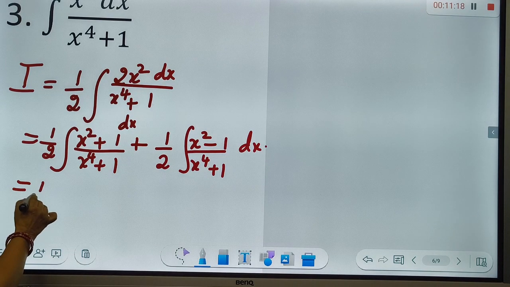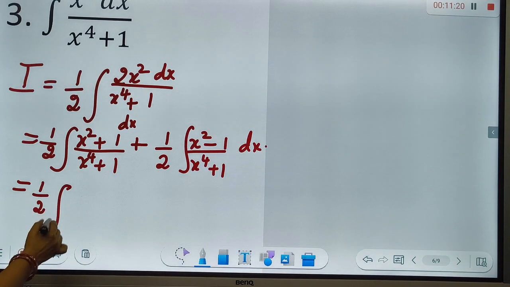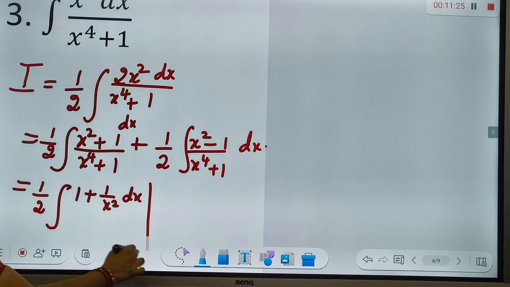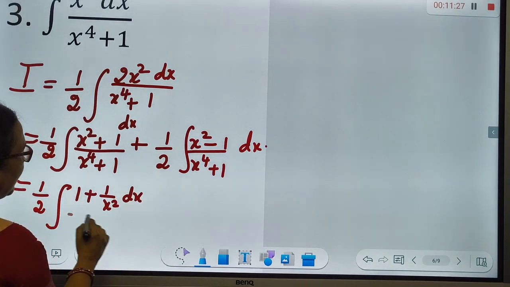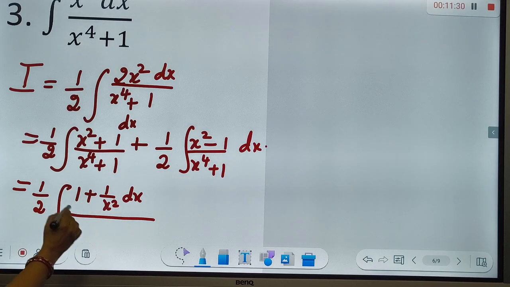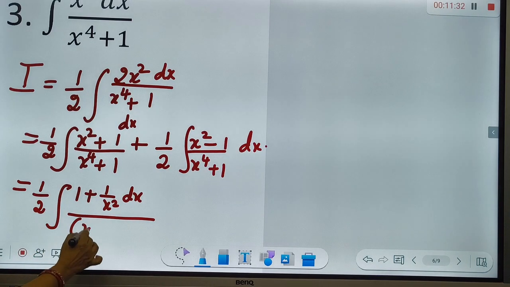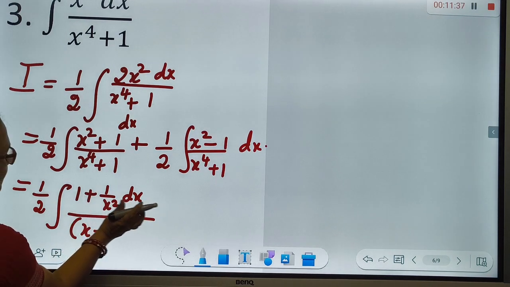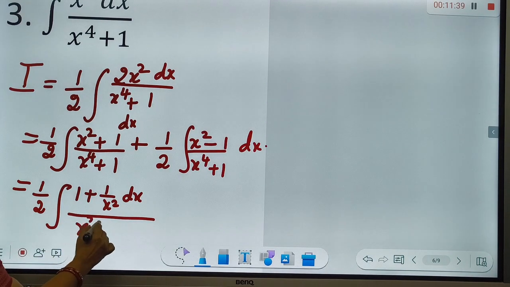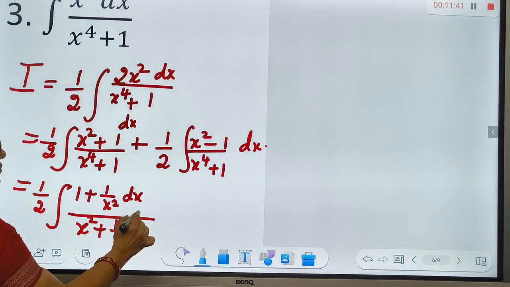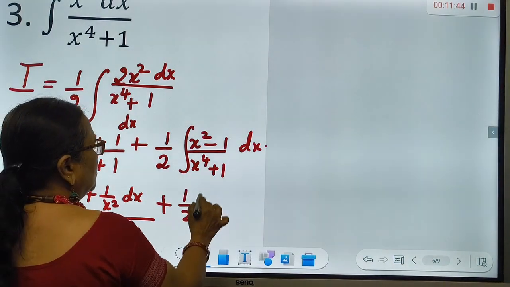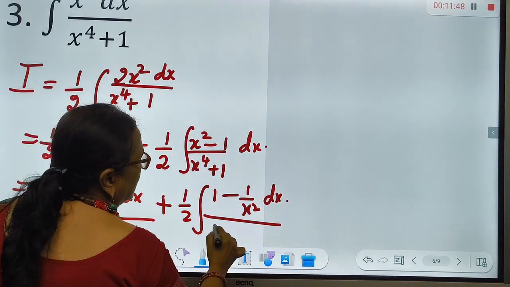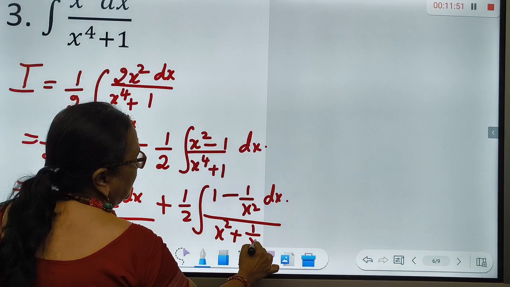Now this can be further written as half into 1 plus 1 by x square dividing by x square. Then how should I write the denominator? The derivative has to involve 1 plus 1 by x square. The denominator I should be able to write it as, first of all I have to divide by x square, then I will write x square plus 1 by x square, plus half into 1 minus 1 by x square dx, x square plus 1 by x square.